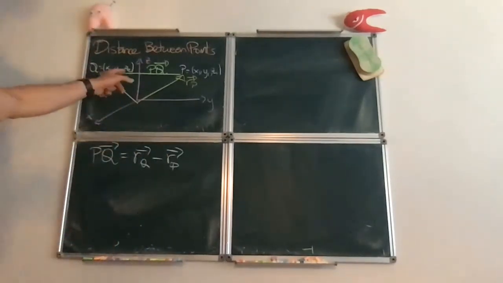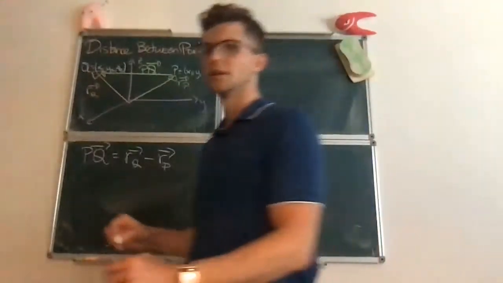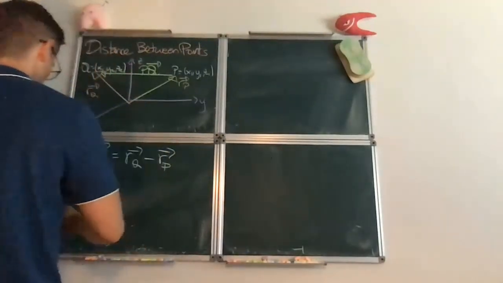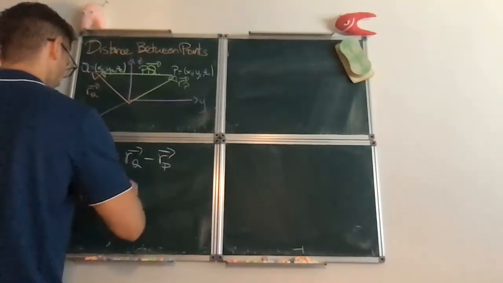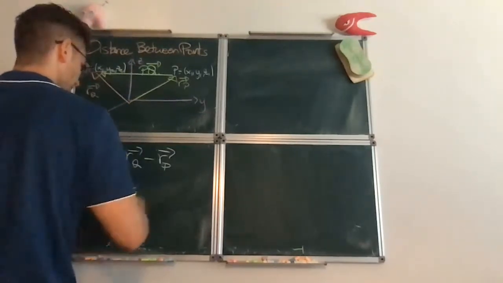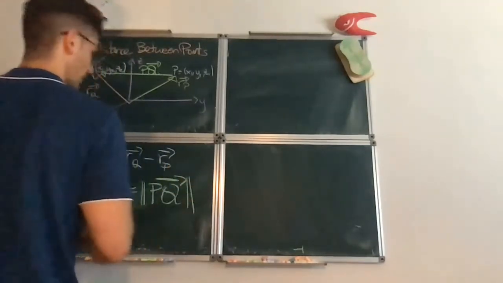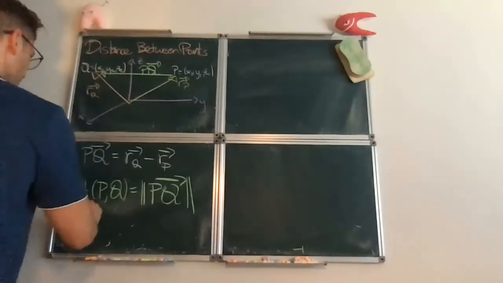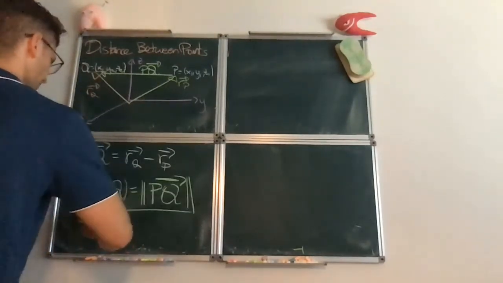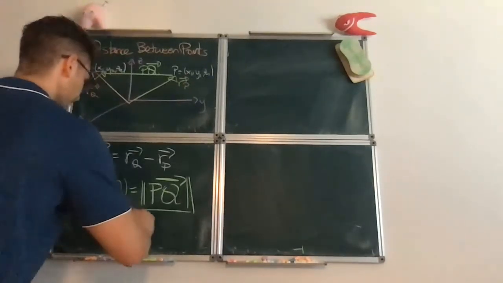And it makes sense to call the norm of this vector the distance between the 2 points. So we can just define the distance between P and Q to be the norm of the vector PQ. And again, the point is that you can use dot product because this is just the norm, the square root of the dot product of PQ with itself.